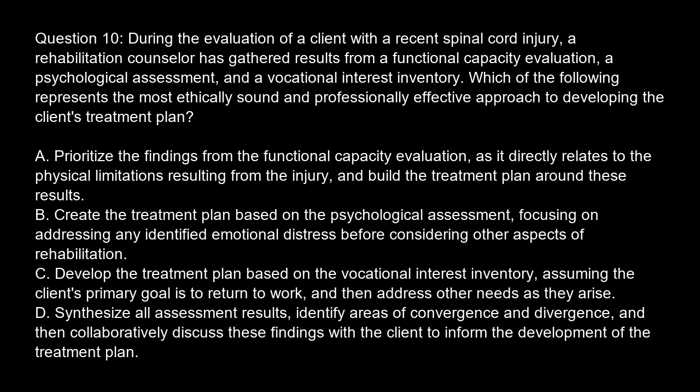Option A. Prioritize the findings from the functional capacity evaluation, as it directly relates to the physical limitations resulting from the injury, and build the treatment plan around these results. Option B. Create the treatment plan based on the psychological assessment, focusing on addressing any identified emotional distress before considering other aspects of rehabilitation. Option C. Develop the treatment plan based on the vocational interest inventory, assuming the client's primary goal is to return to work, and then address other needs as they arise.